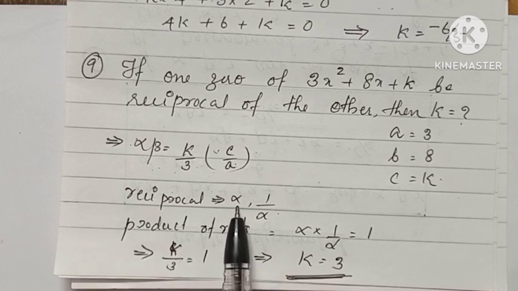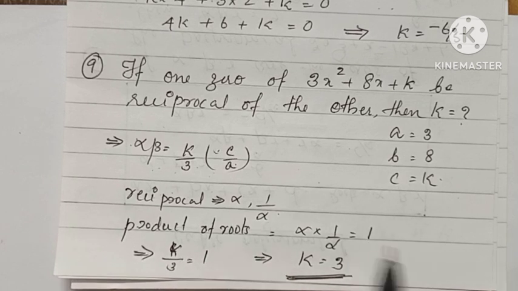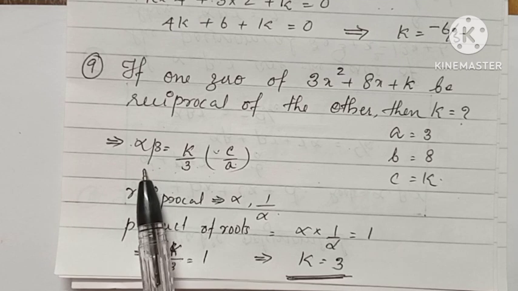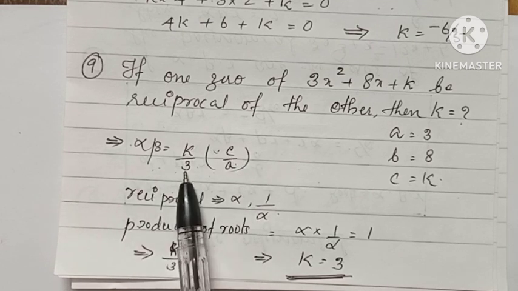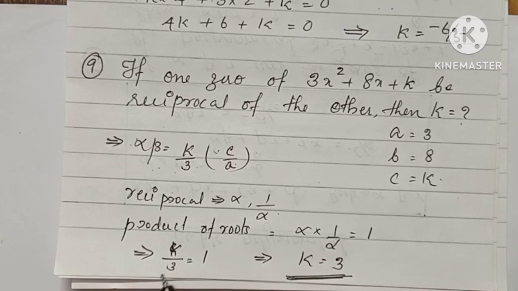Therefore, what is the product? Alpha into 1 by alpha. The answer is 1. But we know that the product of the roots is equal to c by a. Therefore, alpha beta is equal to k by 3.